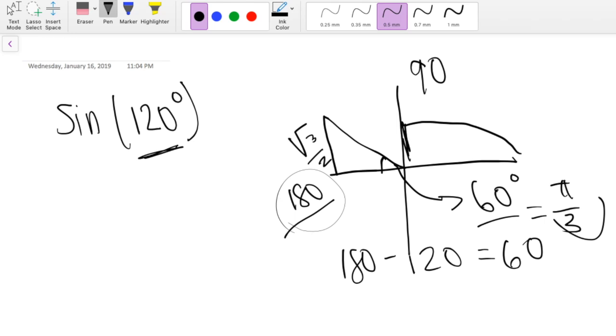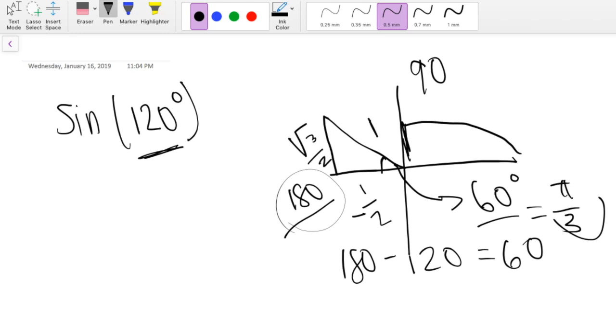If you do not know how I found the root 3 over 2, it's just part of your 30, 60, 90 triangle. And why do I know it's a 30, 60, 90? Well, we have a 60 degree angle right here. And on the other side, not the hypotenuse of the 30, 60, 90, we have 1/2. And since we're going to the left, this is a negative. And then the hypotenuse is a 1.